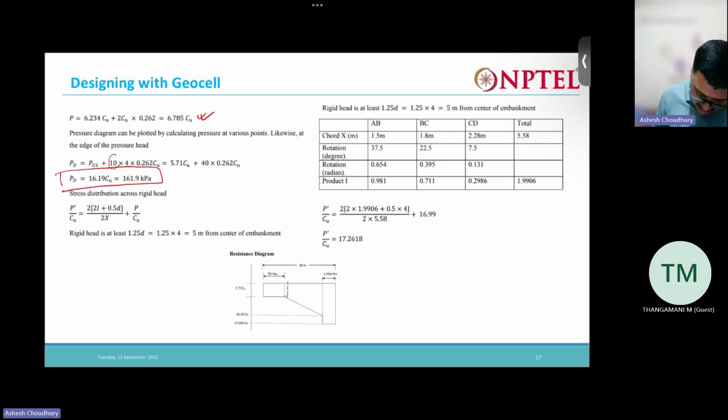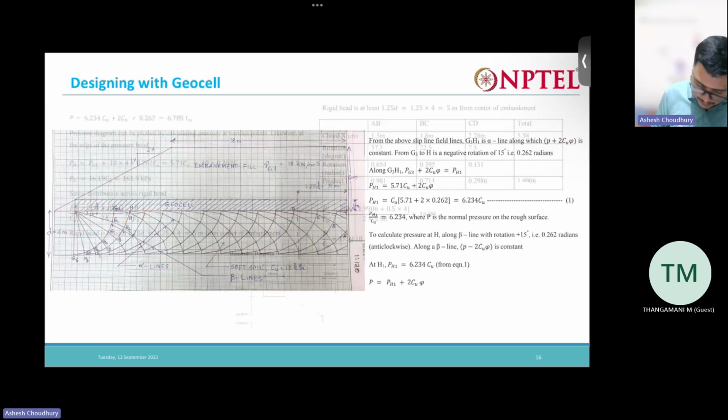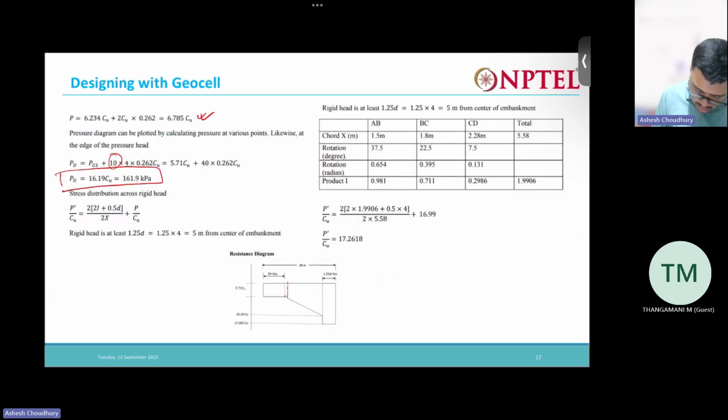This 10 I understand. 10 is actually, see, 10 jumps are there: 1, 2, 3, 4, 5, 6, 7, 8, 9, 10. 10 from here to here. And this 2.62, I understand the rotations, but it is not clear to me how they took this 4. If I understand, I will let you know, but this is not clear to me.